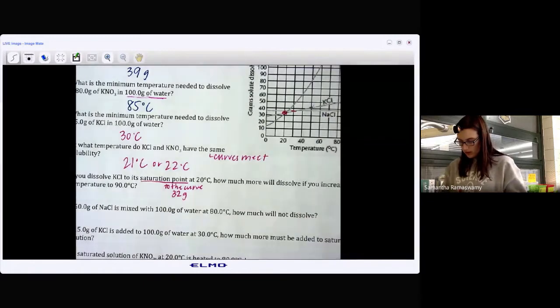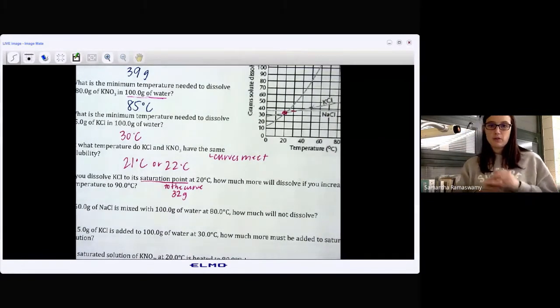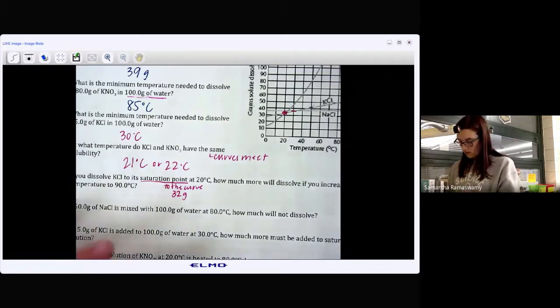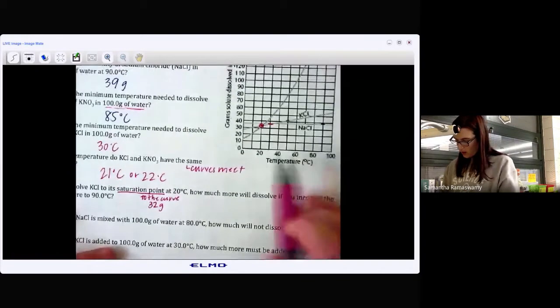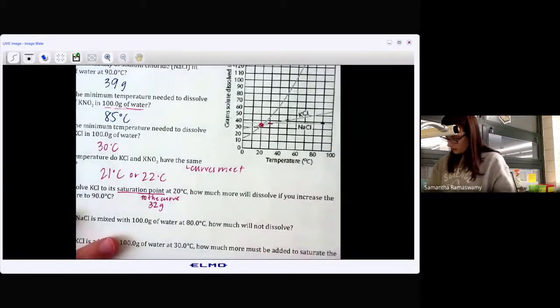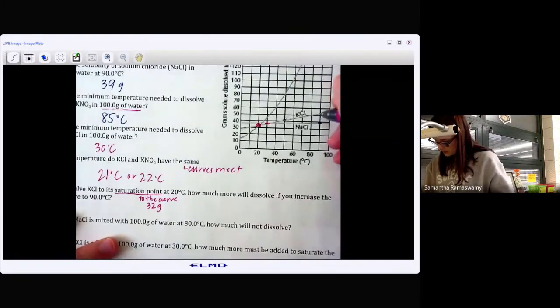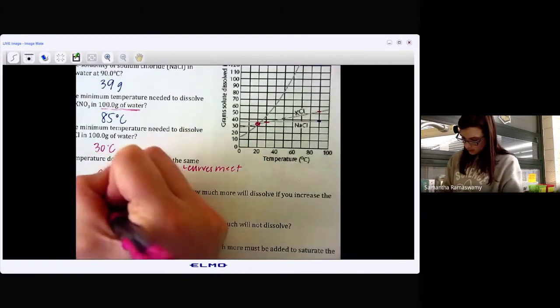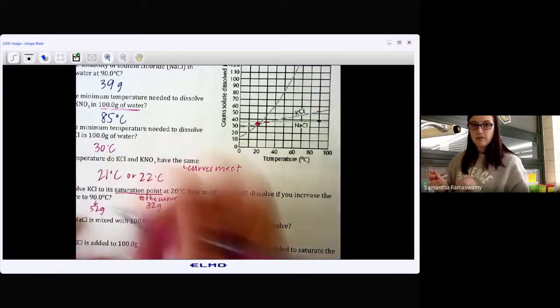And so the saturation point at 20 degrees Celsius is 32 grams. So I just wrote that down. How much more will dissolve if you increase the temperature to 90 degrees? Okay, so now I want to look at how much KCl could dissolve at 90 degrees. So I'm going to come over to 90, follow it up to KCl. So that's about, I would say, about 52 grams.